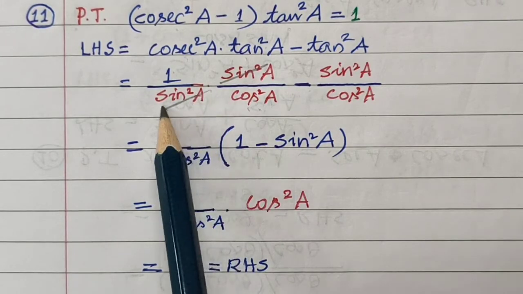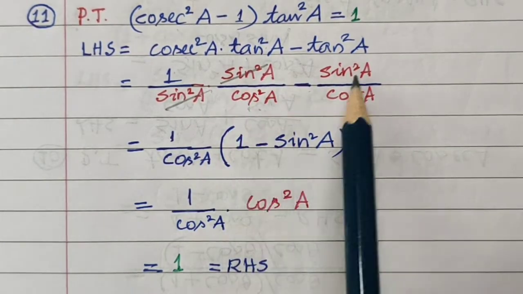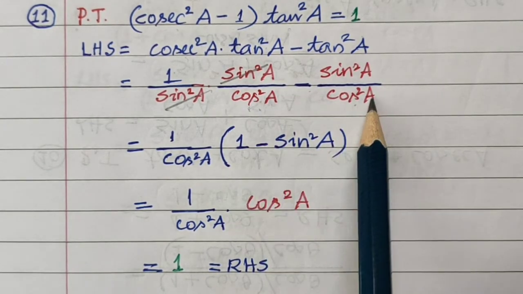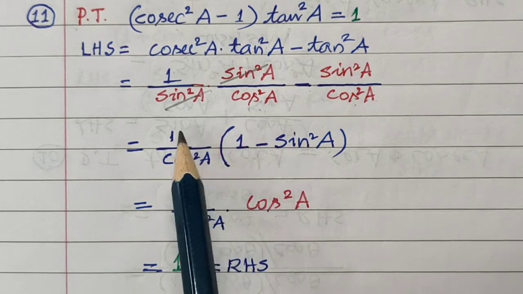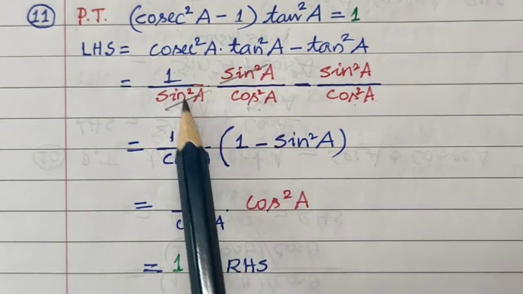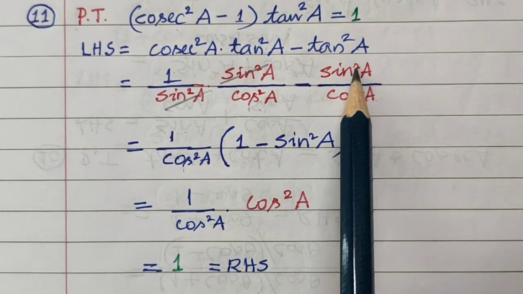So this sin square A and this sin square A get cancelled. We are left with 1 by cos square A, and here sin square A by cos square A. There is a cos square A here and here, so we take that as common, 1 divided by cos square A. Once we take out 1 divided by cos square A, what is left is 1 in the first term, and in the second, 1 minus sin square A.